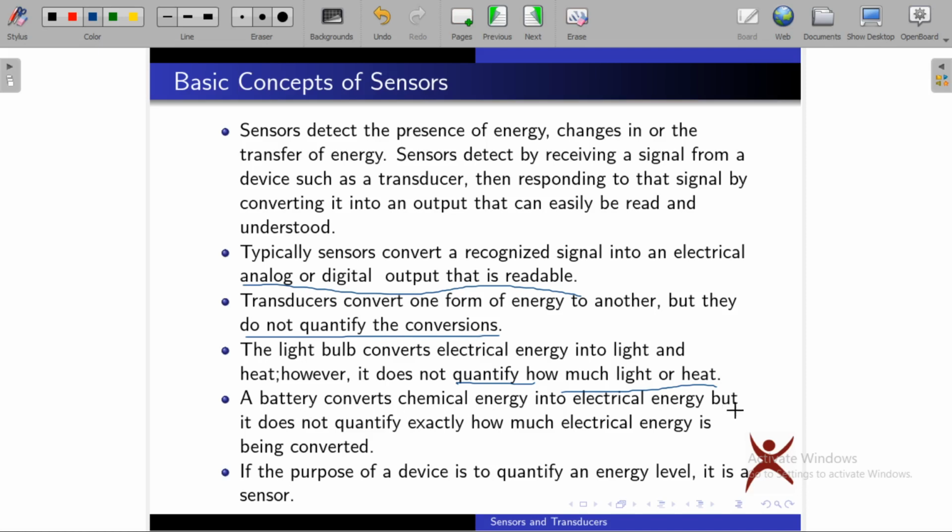A battery converts chemical energy into electrical energy, but it doesn't quantify exactly how much electrical energy is being converted. It doesn't tell you the amount of electrical energy produced. It just converts chemical energy into electrical energy. You don't know how much energy is being converted.